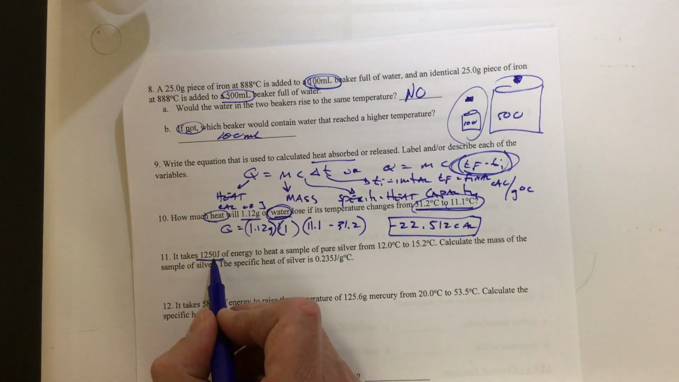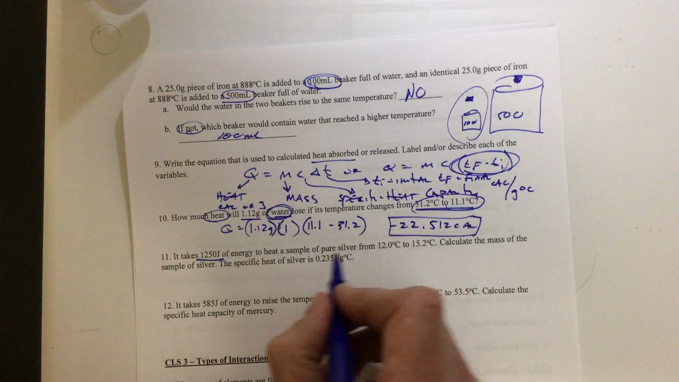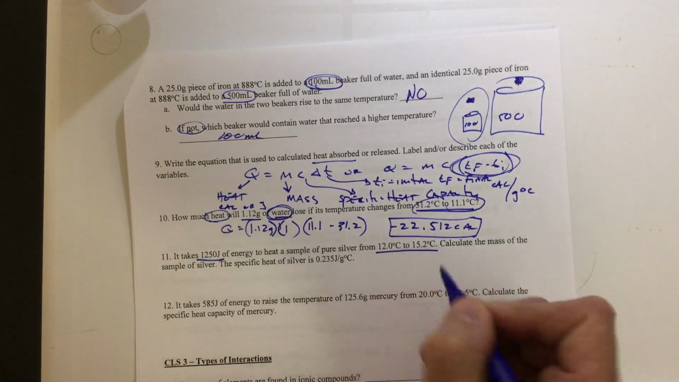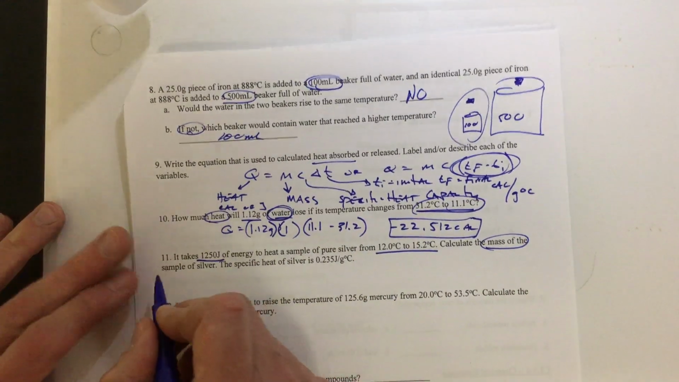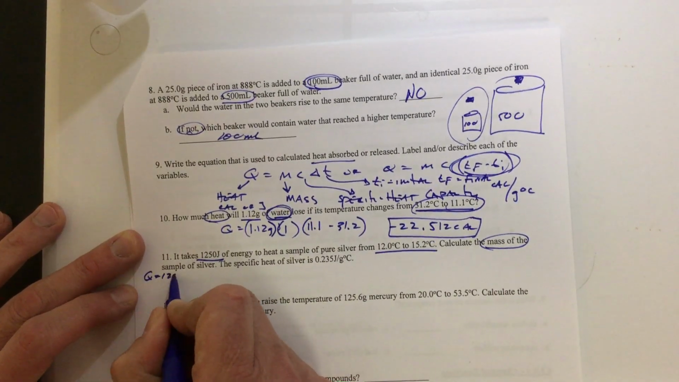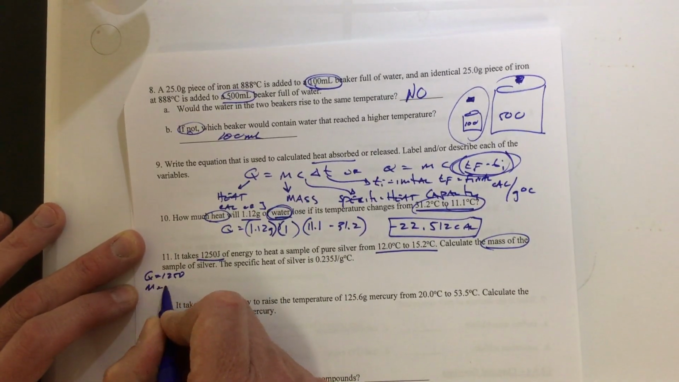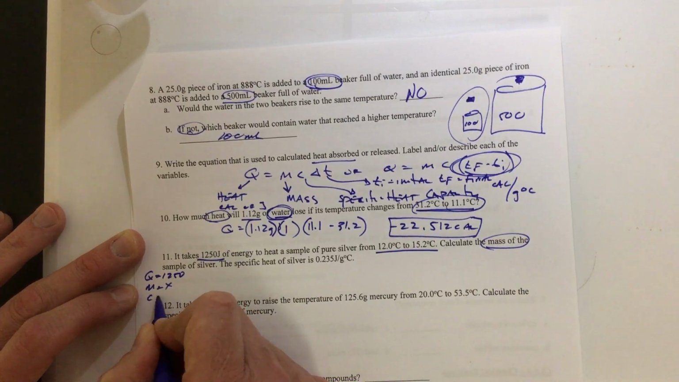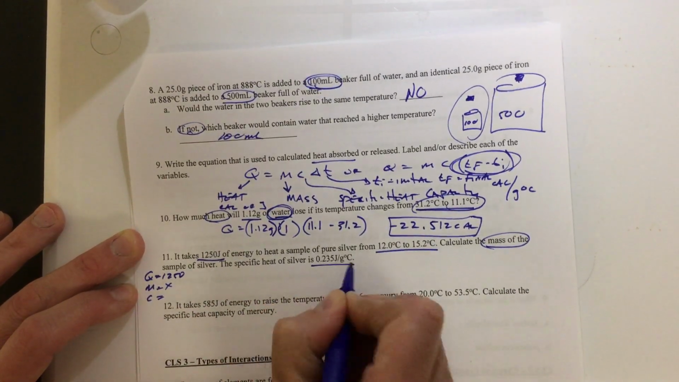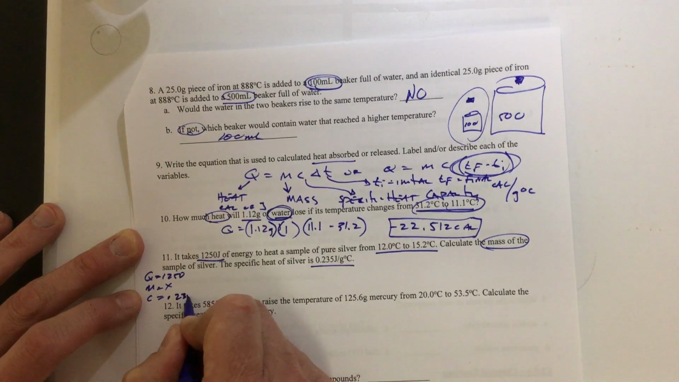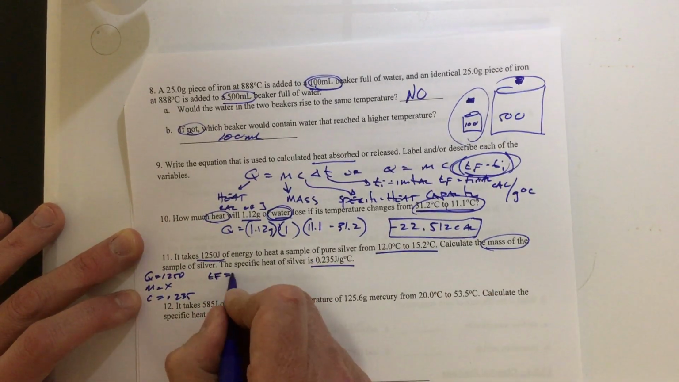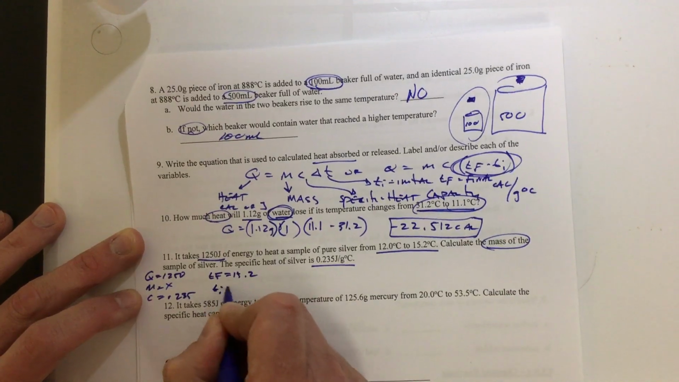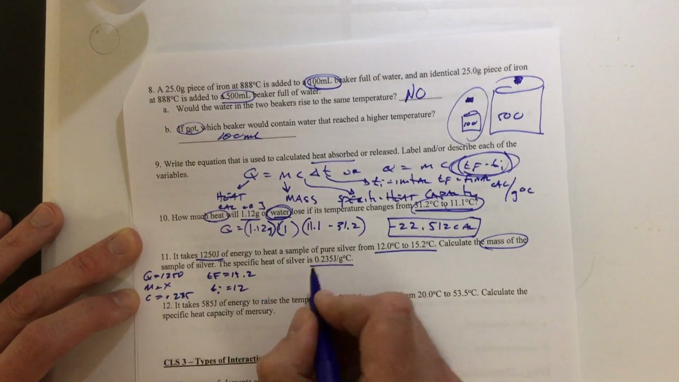So I'm dealing with 1250 joules of energy. Pure silver. I'm heating from this to that. Calculate the mass. I want the mass on this one. So if I was to set this one up, Q equals 1250. M is what I'm solving for. C, it tells me my specific heat of silver is 0.235, and then TF equals final is 15.2, TI equals 12.